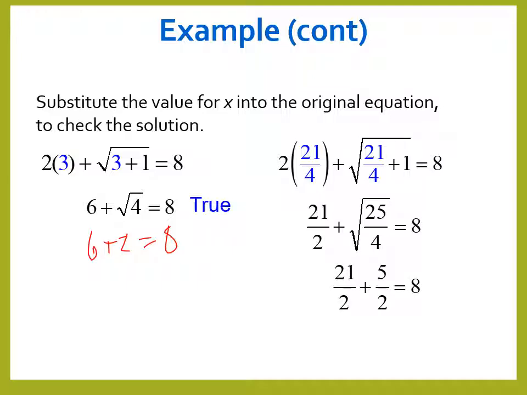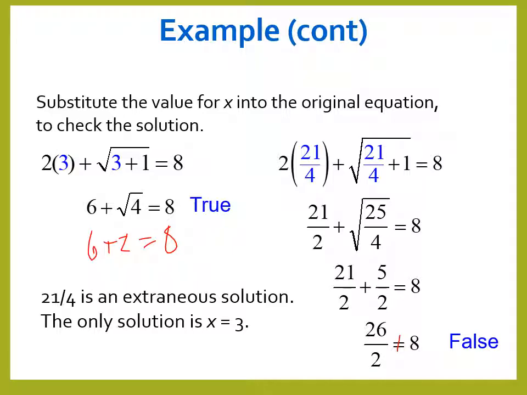And 21 plus 5 is 26 divided by 2, which does not equal 8. So it's a false statement. So therefore, my only solution is x equals 3. And we call 21 over 4 an extraneous solution. It's not a real solution. It's an extra.